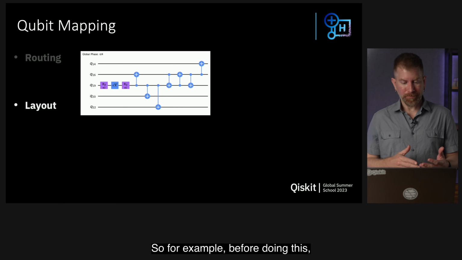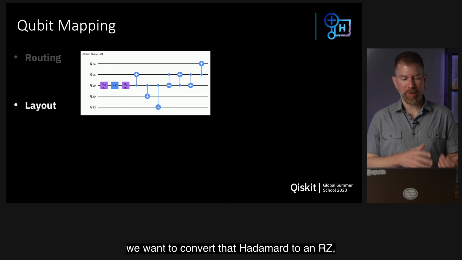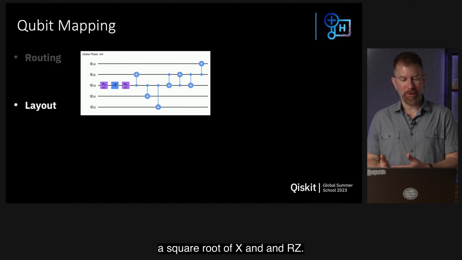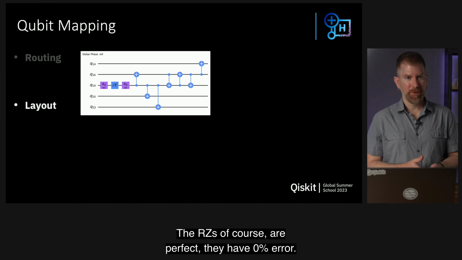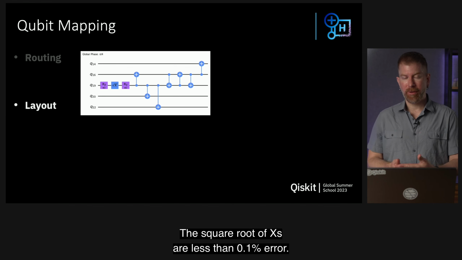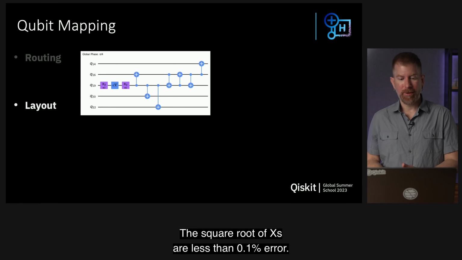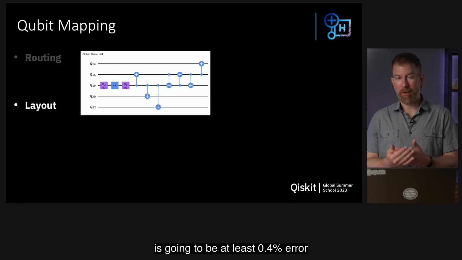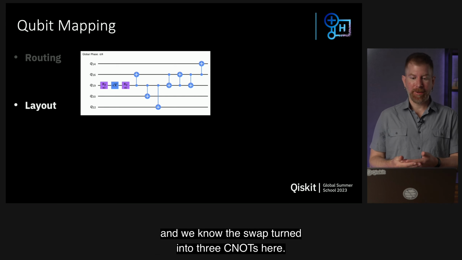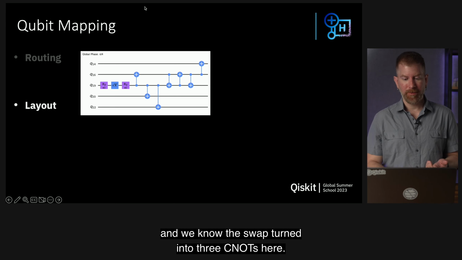So for example, before doing this, we want to convert that Hadamard to an RZ, a square root of x, and an RZ. The RZs, of course, are perfect. They have 0% error. The square root of x's are less than 0.1% error. We know each one of these C naughts is going to be at least 0.4% error. And we know the swap turned into 3 C naughts here.